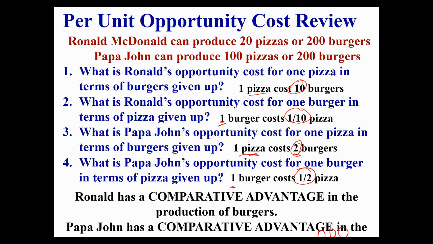But Papa John has comparative advantage in producing pizza because for Papa John, one pizza costs him 2 burgers, but for Ronald McDonald, one pizza costs 10 burgers. So if they were going to specialize and trade, Ronald McDonald would make burgers, and Papa John's would make pizza. I mean, that's kind of given this example.